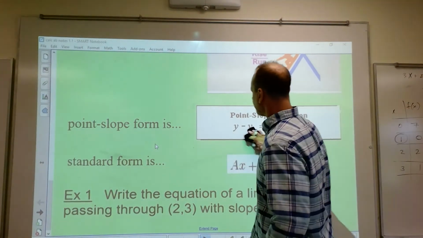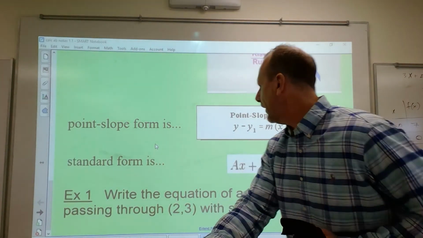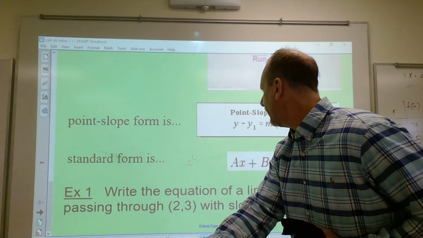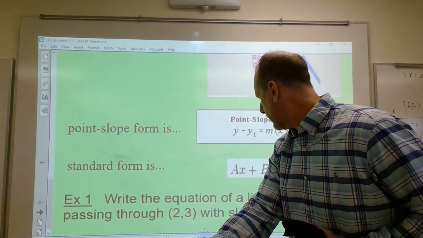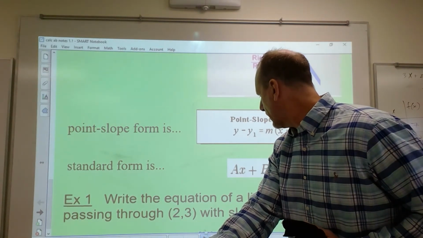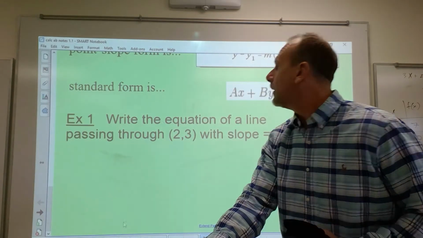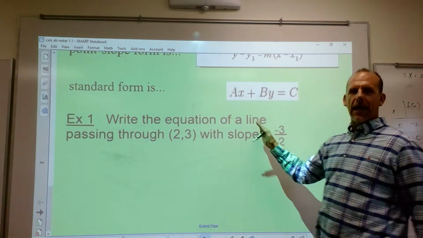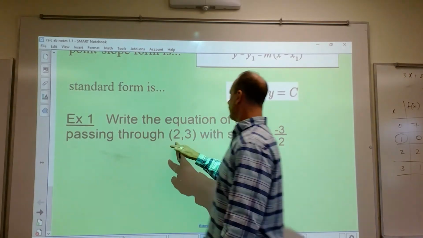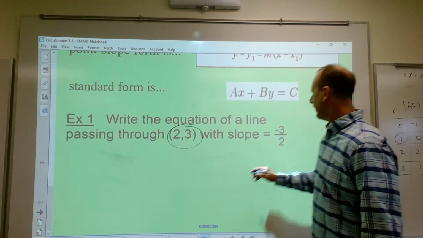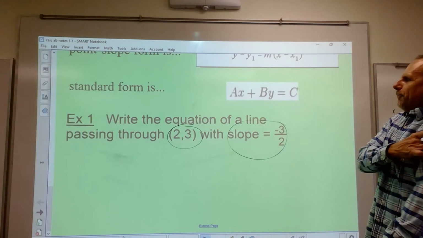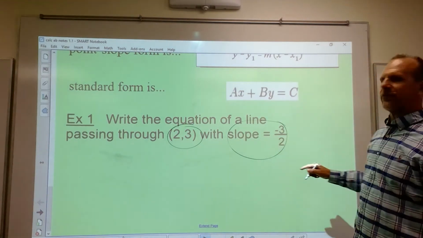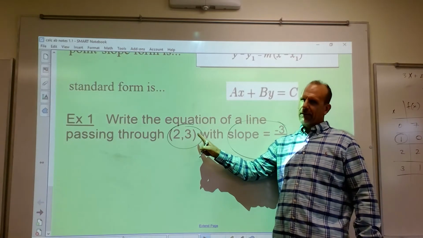Example one. By the way, I think there's only 2 examples total. Example one, write the equation of a line passing through this point with this slope. This is very easily point slope form.